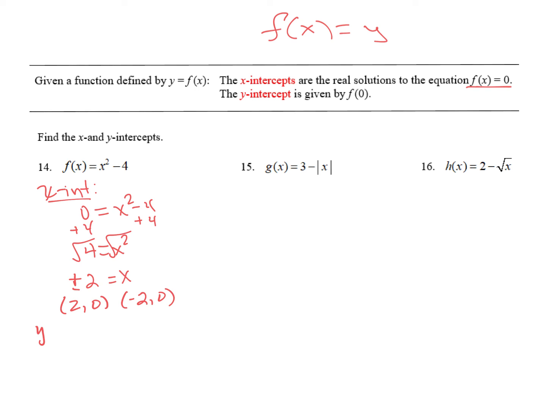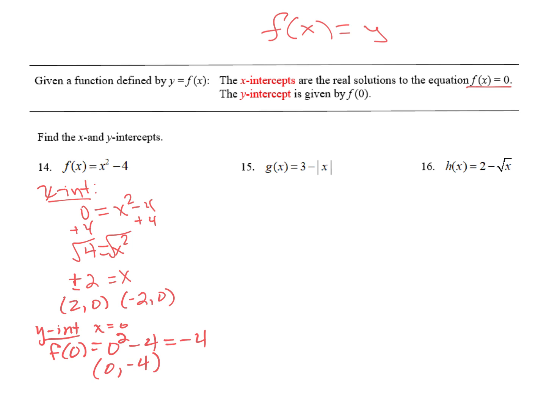To find the y-intercept, I'm going to make x equal 0. So I'm going to find f of 0, which means I'm going to do 0 squared minus 4. And 0 squared minus 4 is negative 4. So the y-intercept is (0, negative 4).